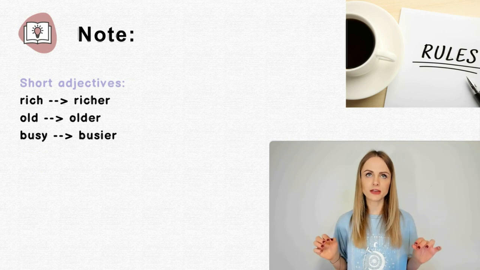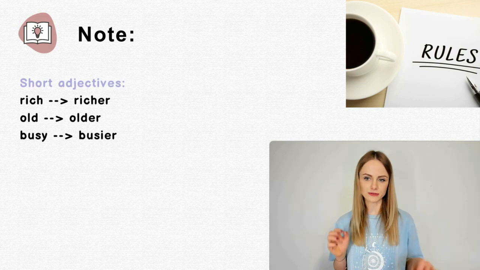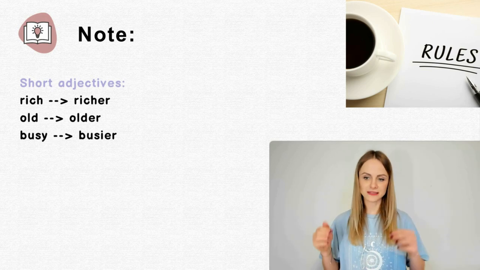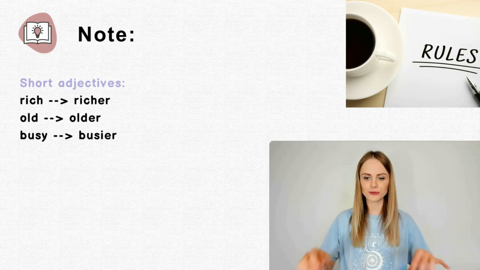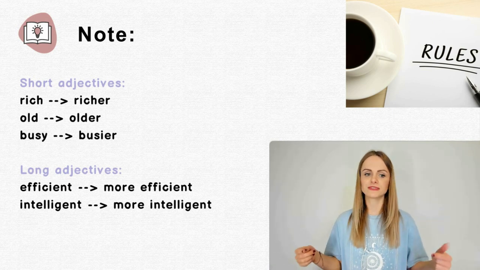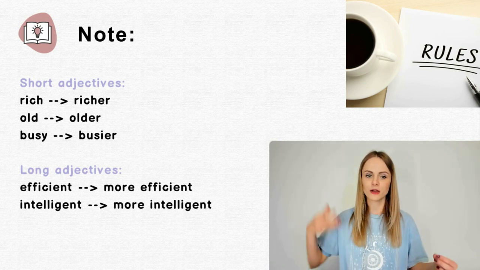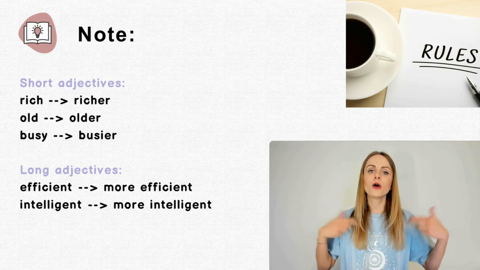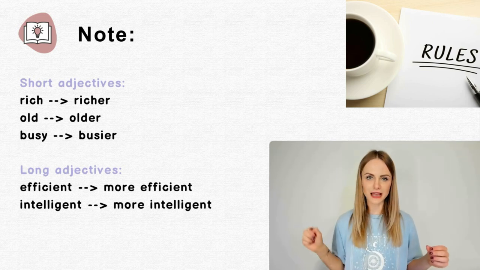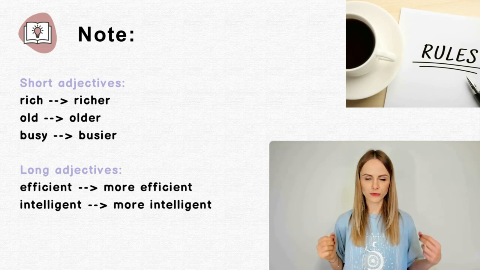Have a look. I just want to remind you how to basically create this superlative form of an adjective, stopień wyższy przymiotnika. So if the adjective is short, like 1 syllable or 2 syllables, rich, then you basically add this er: richer, old, older, busy, busier. I know this is very basic, but I just want to refresh it with you. However, if the adjective is a bit longer, so a few syllables, like efficient, then obviously you have to add this more: more efficient. Intelligent, more intelligent, okay? So you basically have this division, short adjectives, er ending added, long adjectives, you add more before this adjective.